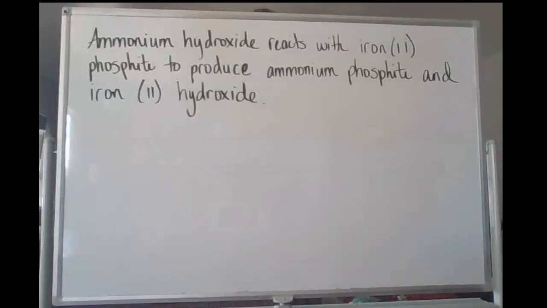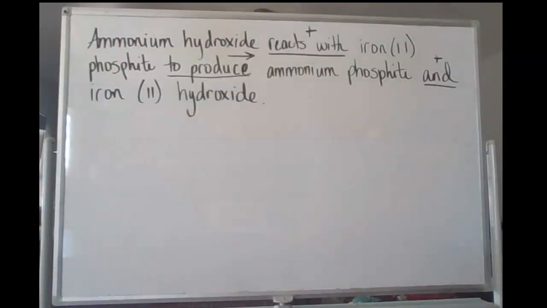This is the solution for the last problem on the balancing skeleton equations worksheet. This one reads, ammonium hydroxide reacts with iron 2 phosphite to produce ammonium phosphite and iron 2 hydroxide. So I'm going to look through for my key terms for where my pluses and my arrows go. And in this, I see 3 places.